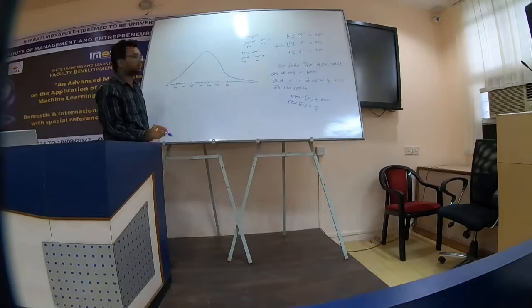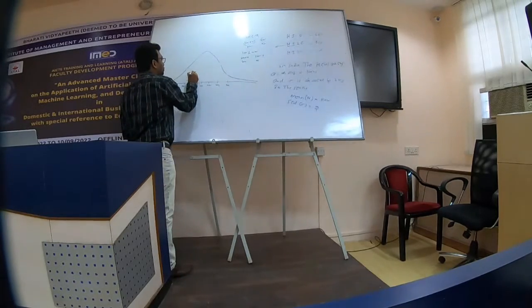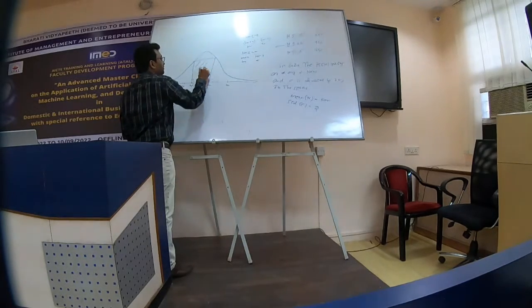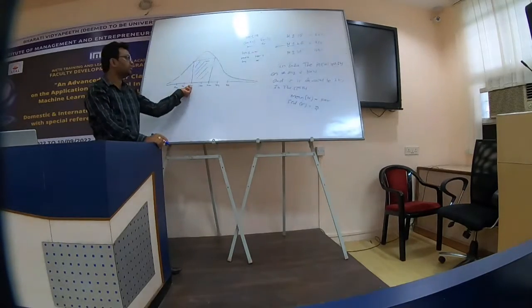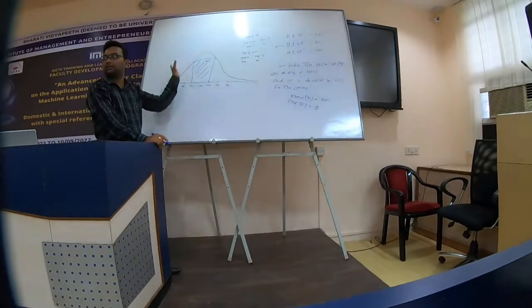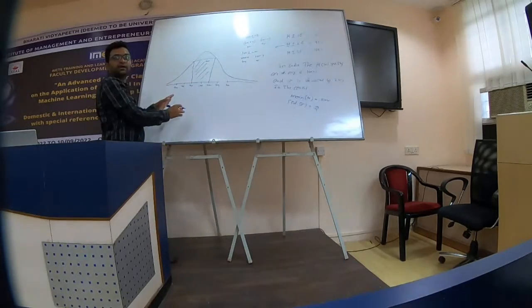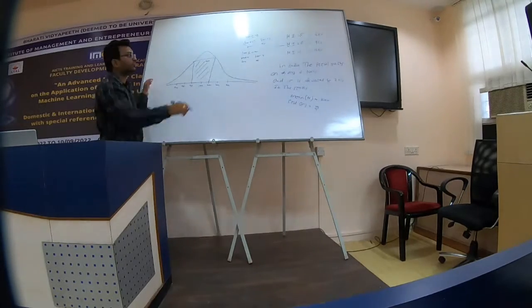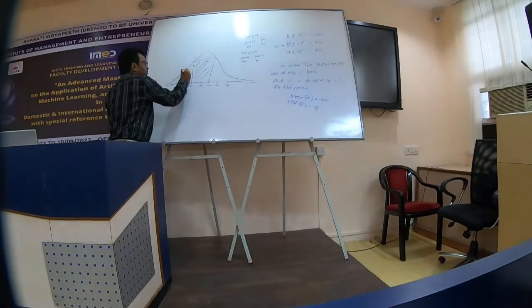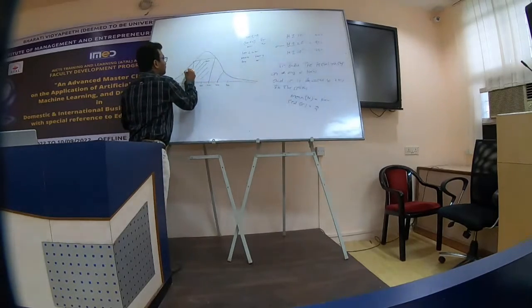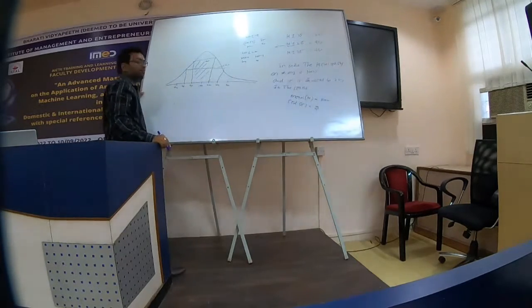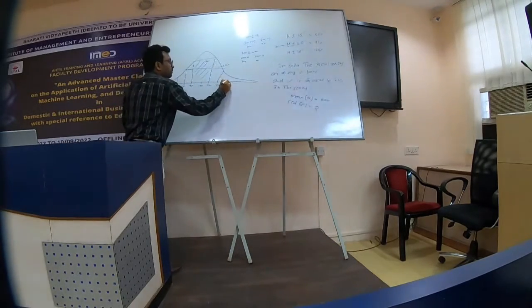So mu plus or minus 1 sigma how much percentage? 68 percentage. So that is 98 to 102. Your data covered, 68% of data is covered. Think like the entire data is 100%. In that, 68% is covered between 98 to 102. And next, from 96 to 104, how much percent of data is covered? 95. And from 94 to 106, how much data is covered? 99.